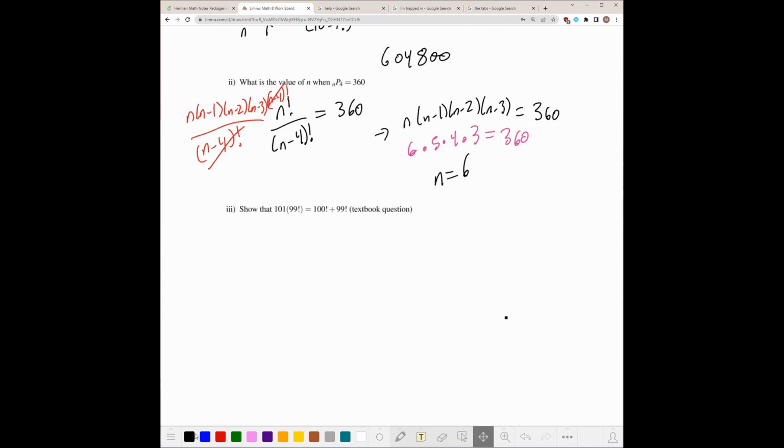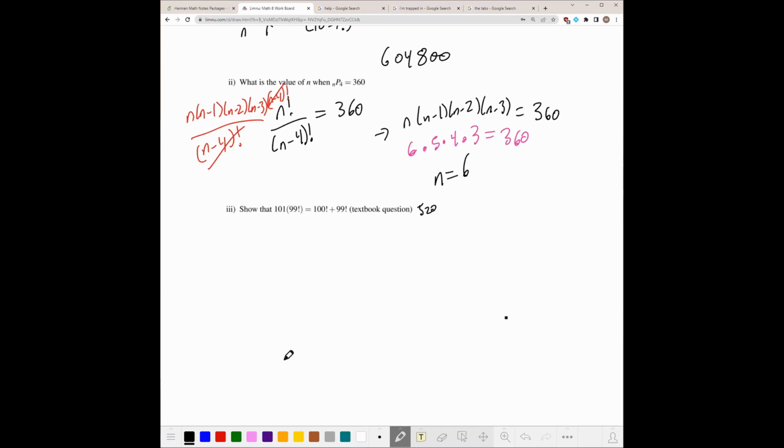Okay, show that 101 times 99 factorial is equal to 100 factorial plus 99 factorial. Ooh, what a cool question. So this question is from our textbook, and I think it's actually an example question. I'm going to take my textbook out and I'll find out. And yeah, I'm right. This is an example question from page 520. So I'll write this 520 in case you want to go look through questions kind of like this. Either way, let's show that 101 times 99 factorial is equal to 100 factorial plus 99 factorial.